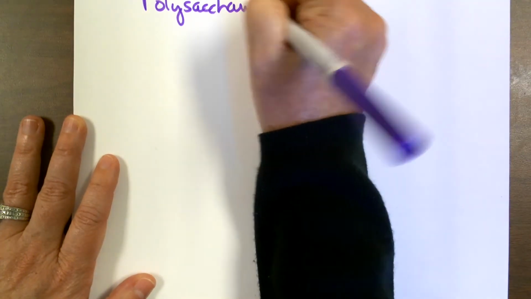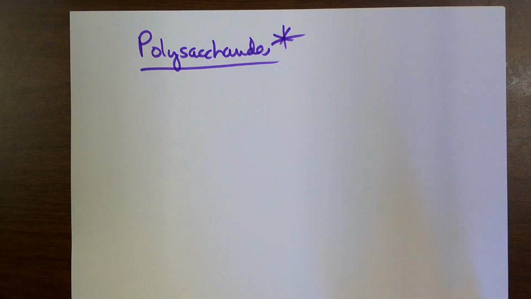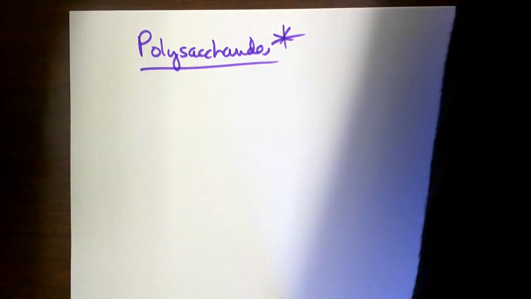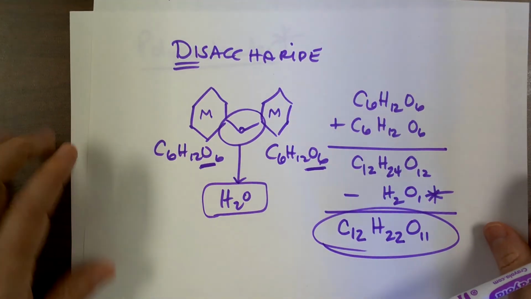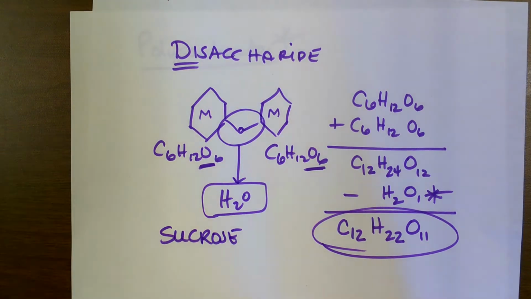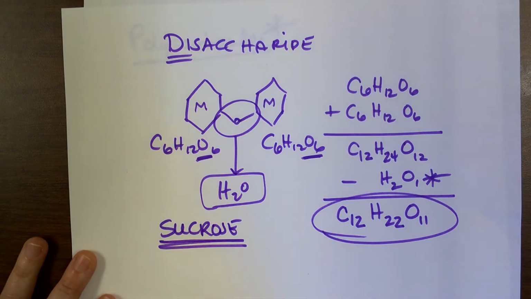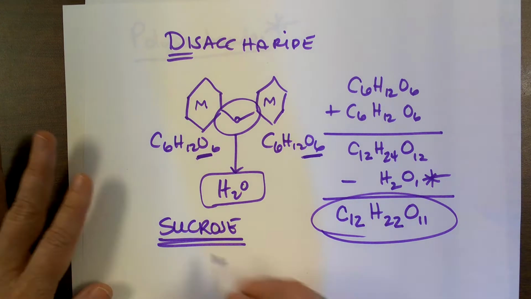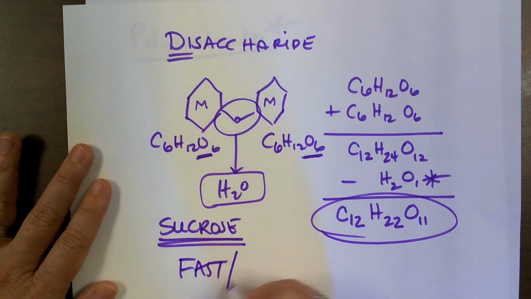This is where you're going to get most of your energy from, is in the polysaccharides. Your disaccharides, let me go back to that one real quick. Those are sucrose, okay, which is table sugar. So sodas, candy, drinks, things like that. You're going to get a lot of sucrose. And so you do get it, but it's fast, quick energy.